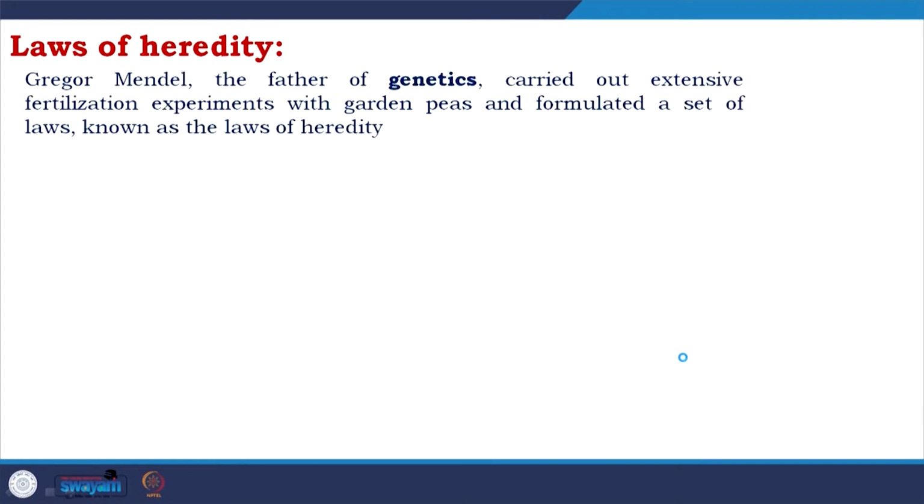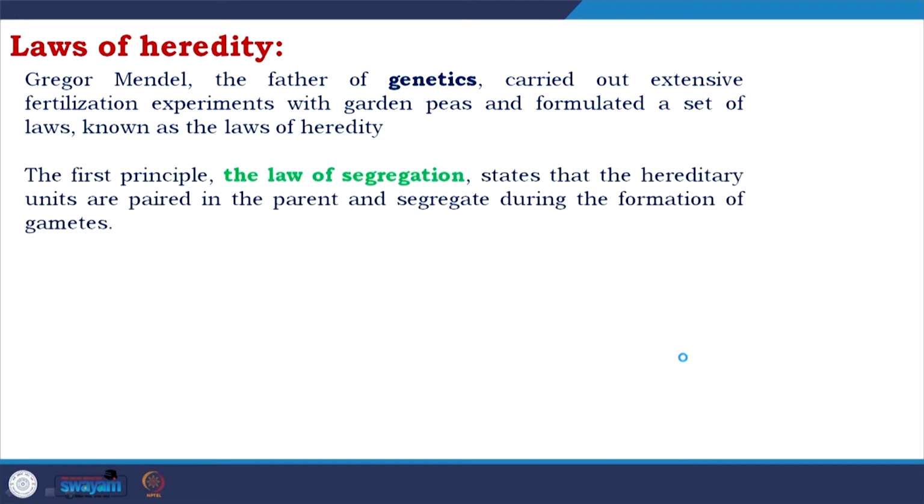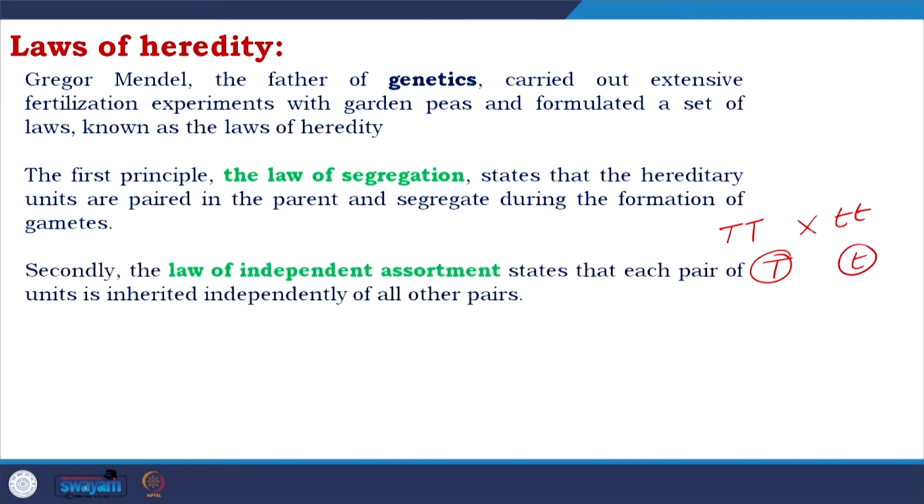Coming to laws of heredity, Gregor Mendel, the father of genetics, carried out extensive fertilization experiments with garden peas and formulated a set of laws known as laws of heredity. The first principle, the law of segregation, states that the hereditary units are paired in the parent and segregate during the formation of gametes. So, suppose they are TT, and when they cross, T comes from here and T from here. So, this is called the law of segregation.